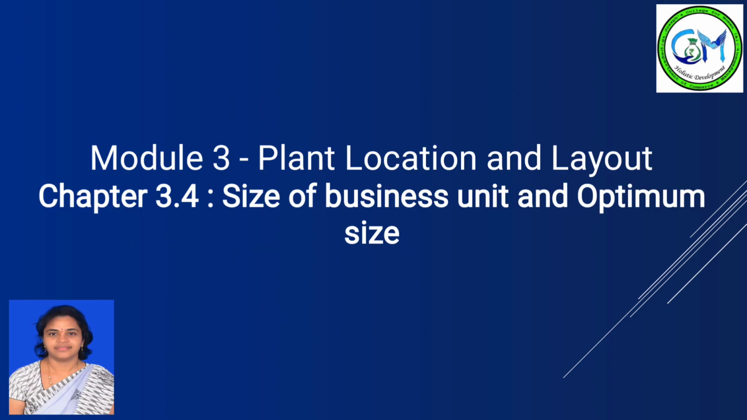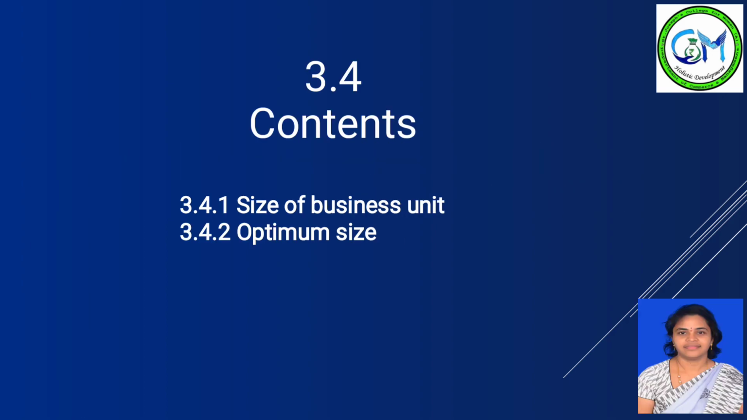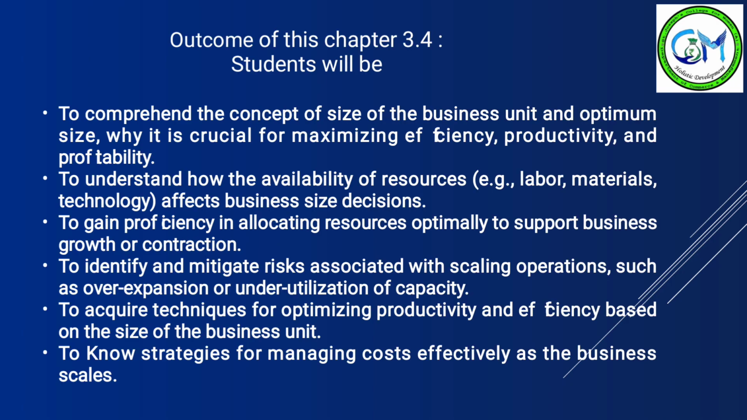Chapter 3.4, Size of the business unit and optimum size. The contents of 3.4 is size of the business unit and optimum size. Learning outcomes of this chapter 3.4: students will be able to comprehend the concept of size of the business unit and optimum size, why it is crucial for maximizing efficiency, productivity, and profitability.